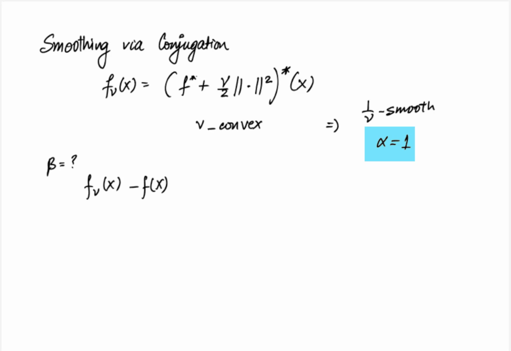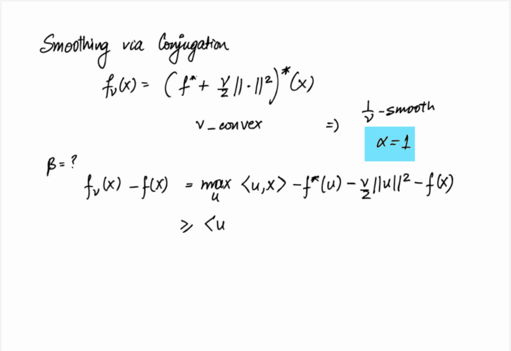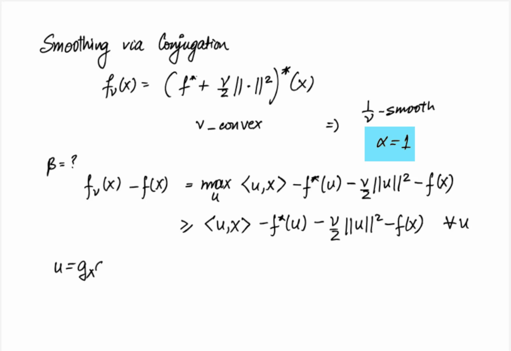First observe that f nu of x minus f of x is equal to the max over u of the inner product of u comma x minus f star of u minus nu by 2 norm square of u, minus f of x, which is greater than or equal to the inner product of u comma x minus f star of u minus nu by 2 norm square of u minus f of x, for any u. So this inequality holds for any u. Now we can pick a particular u that helps us. So we will pick u equal to g(x), which is the subgradient of f at x.